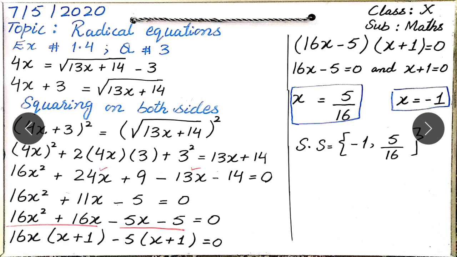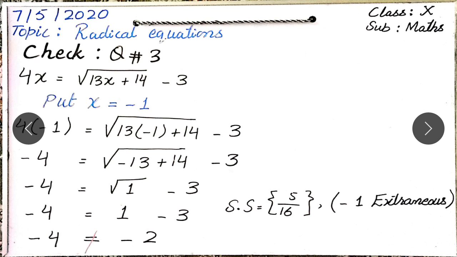An extraneous solution is that type of solution which does not satisfy the equation. If you put that solution in the equation, the equation will not be satisfied, therefore those solutions are given the name of extraneous solutions. So in a radical equation, checking is a must, so we have to go for checking. So here is the check.